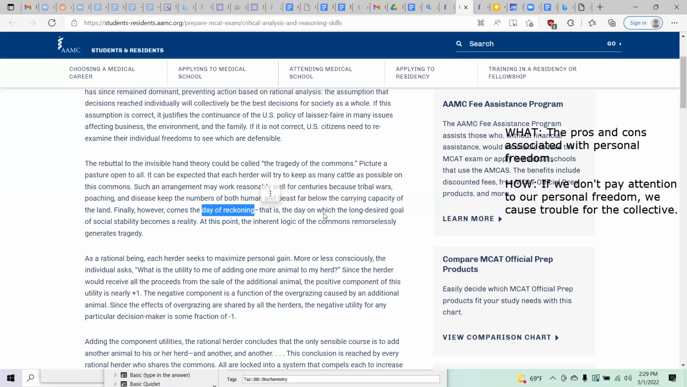He's describing the day of reckoning when he first begins by talking about the arrangement. He's saying that arrangement might be good for some time, but then you finally have to deal with the alarming situation. What is the alarming situation? What does he say is the alarming situation? The day of what?